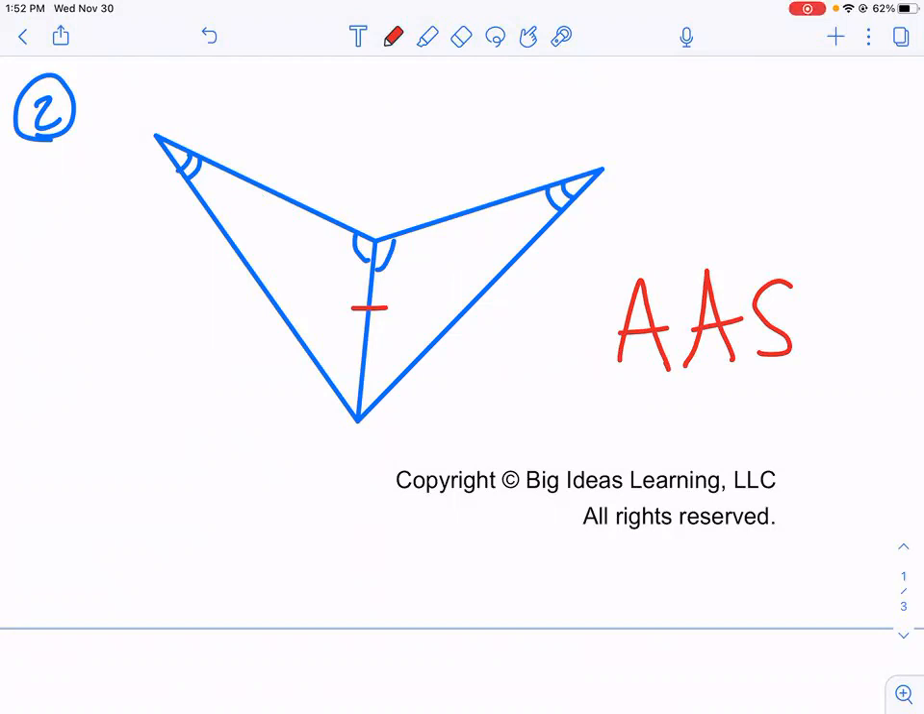I was going to give this out tomorrow, but I think today is probably the better day to give it out. Here is a list of all of the congruency.